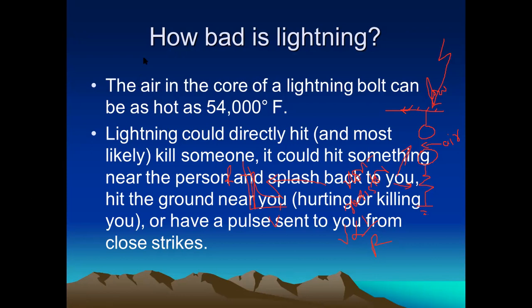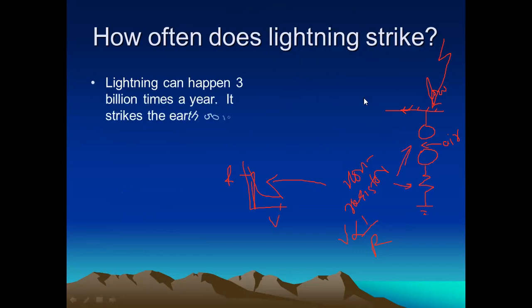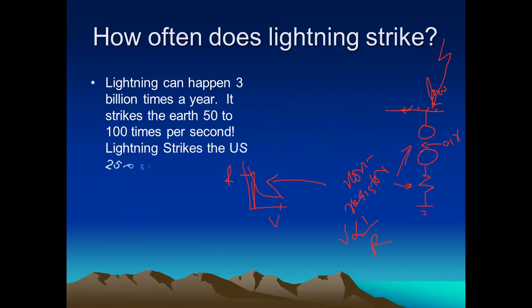So there are two types: a direct stroke or an indirect stroke. Okay, how does the lightning strike? Lightning can happen 3 billion times a year.